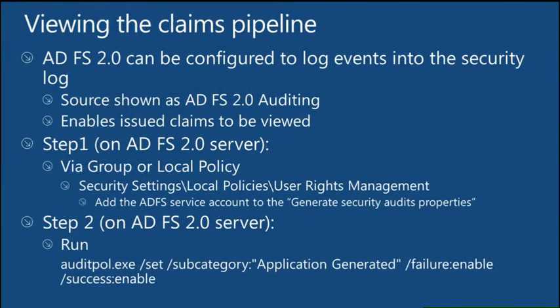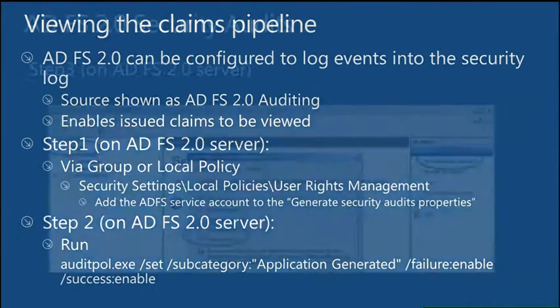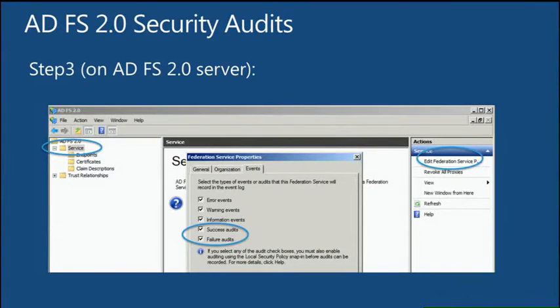If you want to view the claims pipeline, you can. You can do it by using security auditing. And there are the steps for turning on security auditing. I'll leave that just as reference because I've already turned it on. So we just need to set up the correct auditing. We need to run the audit poll, etc. And then, very important, and this step's often missed, on the services node of ADFS, you go to Edit Federation Service Properties and turn on success and failure auditing.